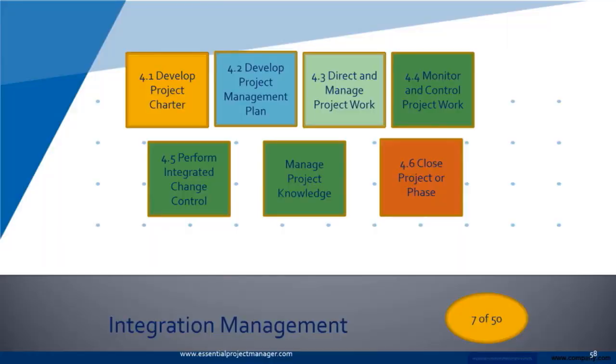Here in integration management, we're talking about 7 distinct processes. The 4.1, 4.2, 4.3, 4.4, 4.5, and 4.6 have already been numbered. Manage project knowledge is a new process which we'll talk about, but the edition is not out yet, so we're not going to number this. We're just making you aware of it as a new process that's been identified, and we'll talk a little bit about it.